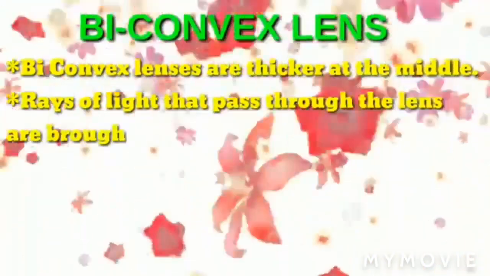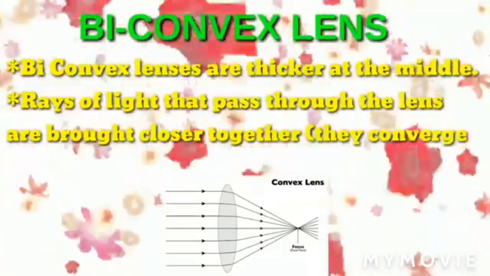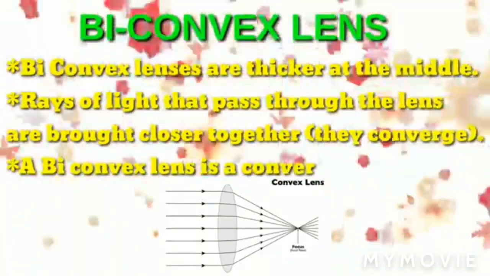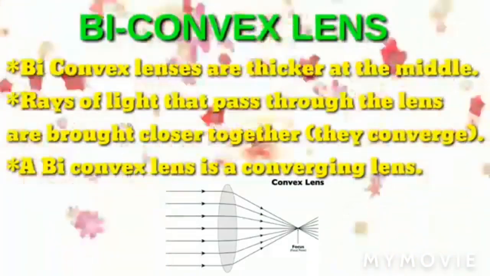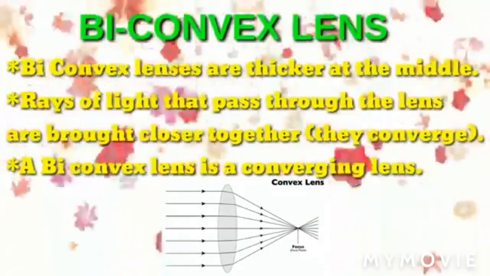Biconvex lens. Biconvex lenses are thicker at the middle. Rays of light that pass through the lens are brought closer together. A biconvex lens is a converging lens.